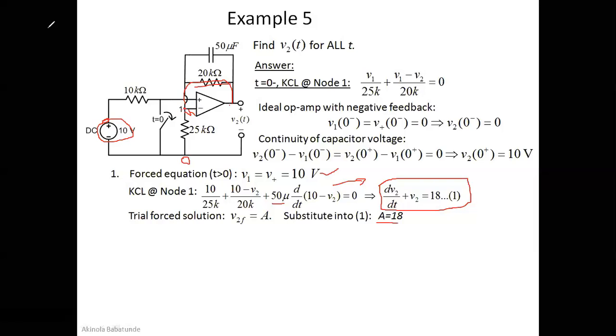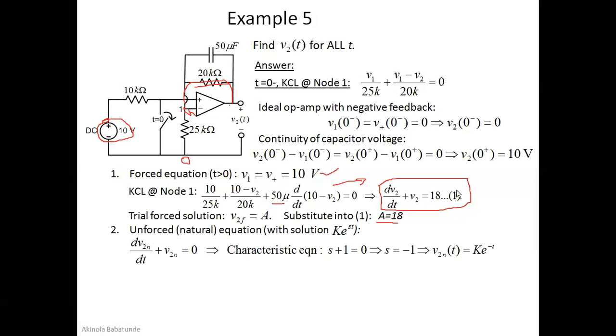With A equal to 18, you can also come up with your characteristic equation. From what we have done before, it should be very straightforward. It should be S plus 1 equal to 0. We are not going to take 18 into consideration. For the characteristic equation, we just equate everything to 0. So we say S plus 1 equal to 0, S would be equal to minus 1. So the natural solution would be V2n equal to k exponential minus t. Normally it should be k exponential s t, but our s is minus 1, so we have k exponential minus t here.